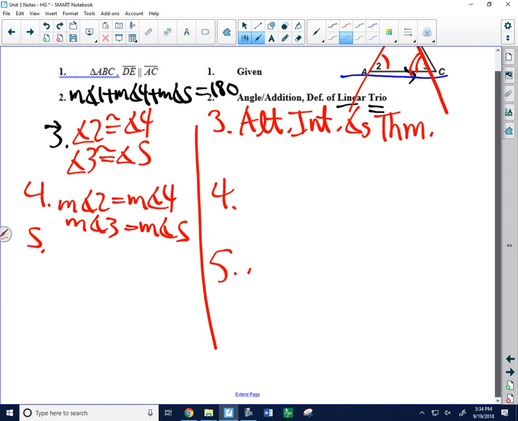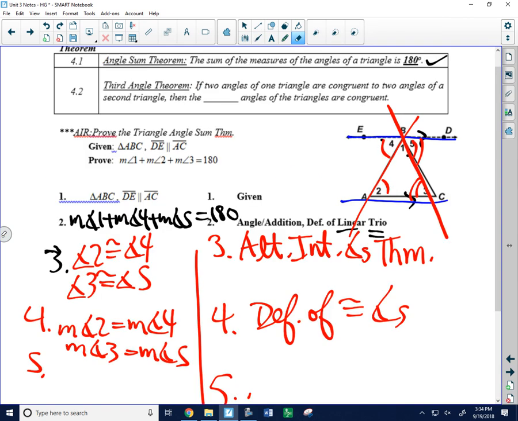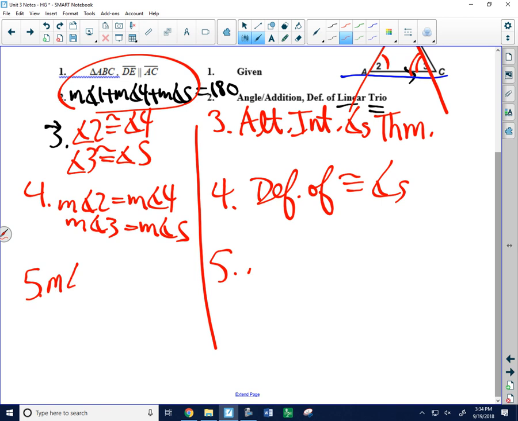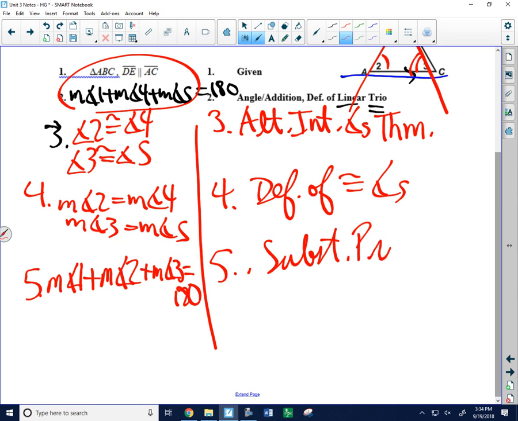So I changed those to an equation. This would be the definition of congruent angles. And then what I can do is plug each of those into this equation here. So I'll keep the measure of angle 1, but I'll put in the measure of angle 2 for 4, and I'll put in the measure of angle 3 for 5. And that was just substitution. Okay. Again, pause it if you need it.